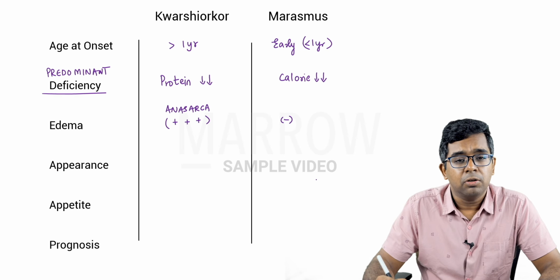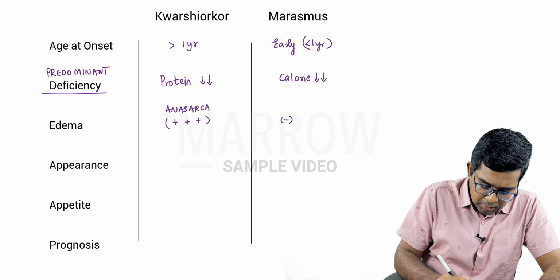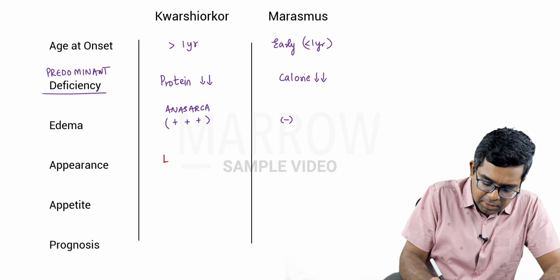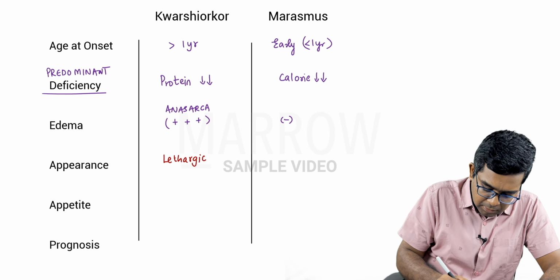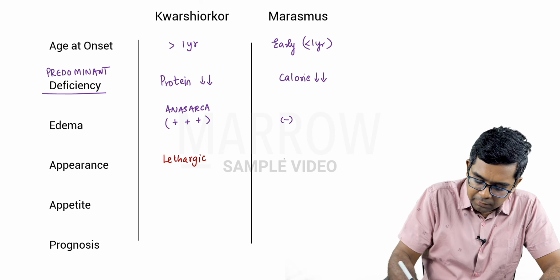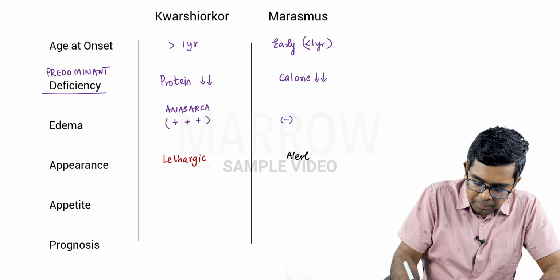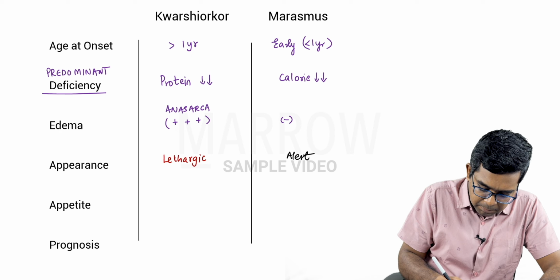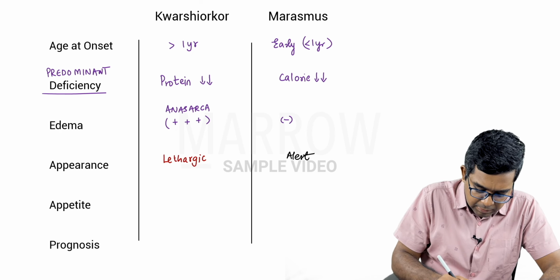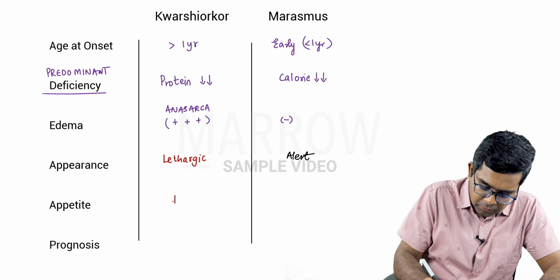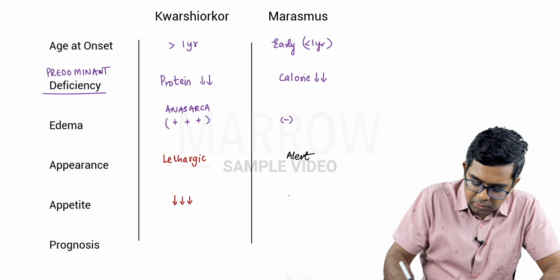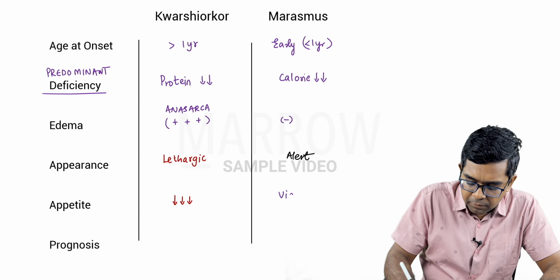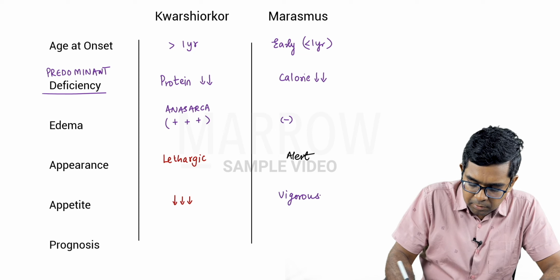Okay. Then talking about the appearance of these two children, Kwashiorkor children are usually dull or having a lethargic appearance, whereas children with marasmus are usually having an alert appearance. Then talking about the appetite, it's a decreased appetite in case of Kwashiorkor, whereas it's a good appetite, or I'm going to write vigorous appetite, in case of marasmus.